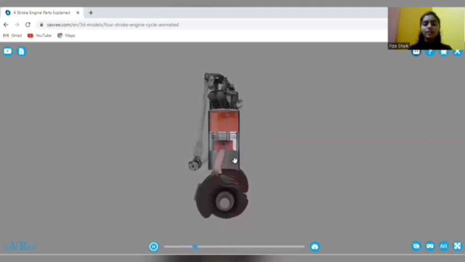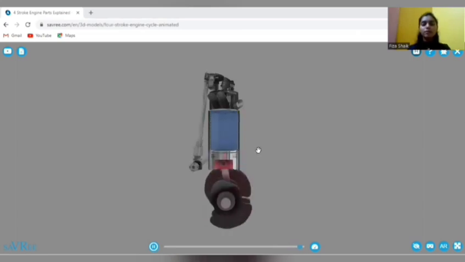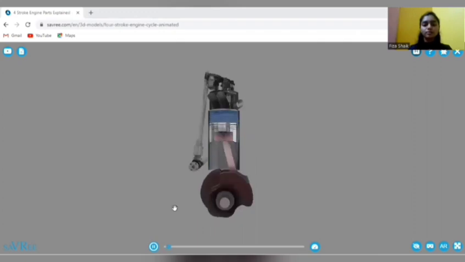The crankshaft has started rotating. This process repeats. The fuel mixture present in the combustion area is now getting compressed. This is how a four-stroke petrol engine works.